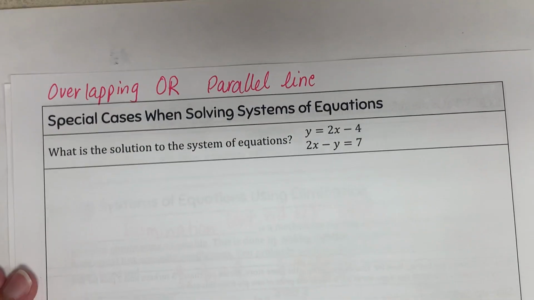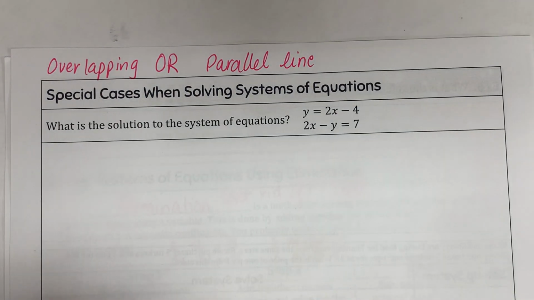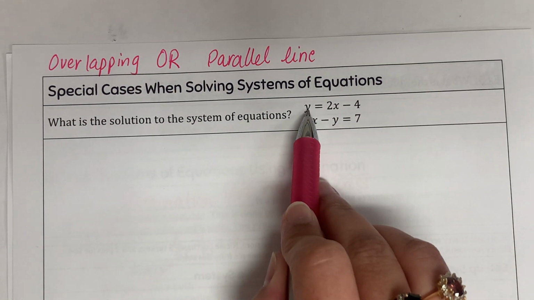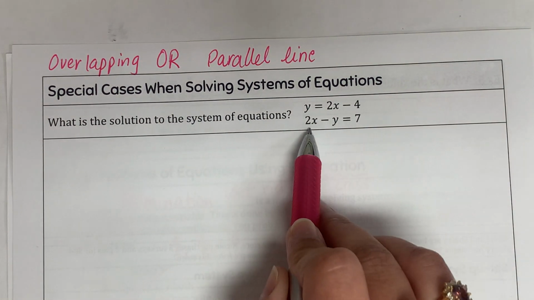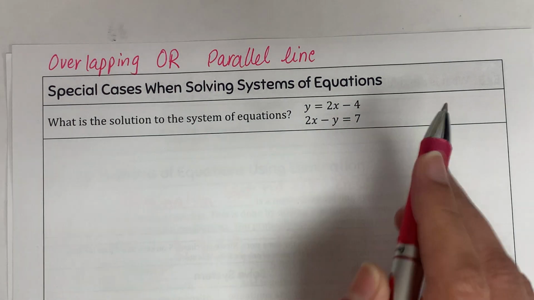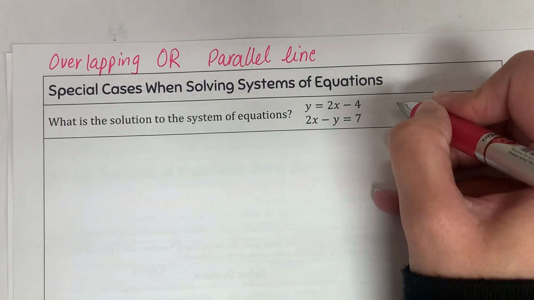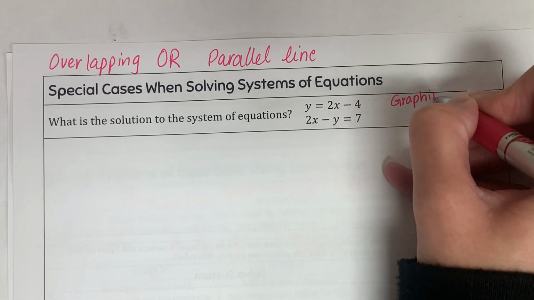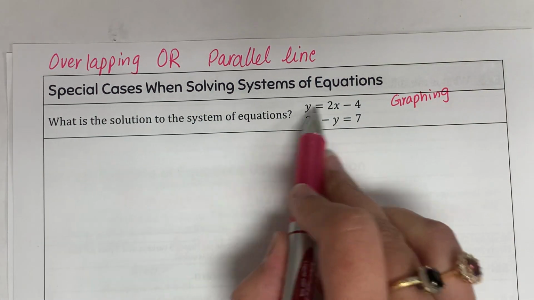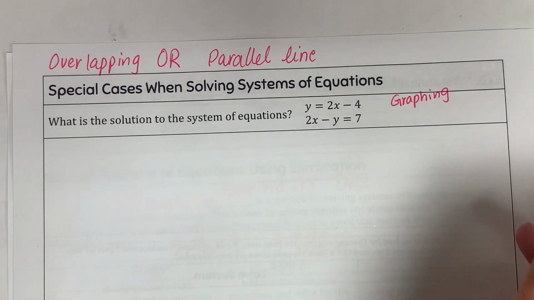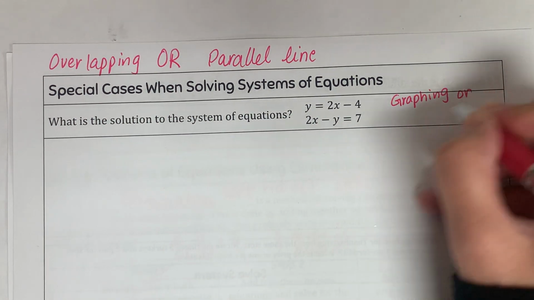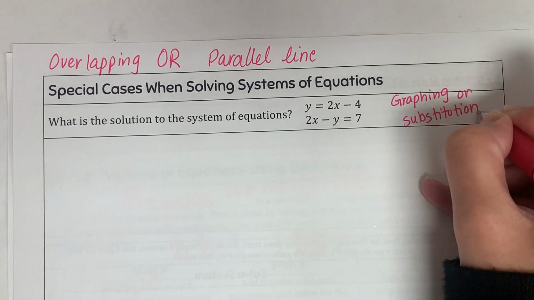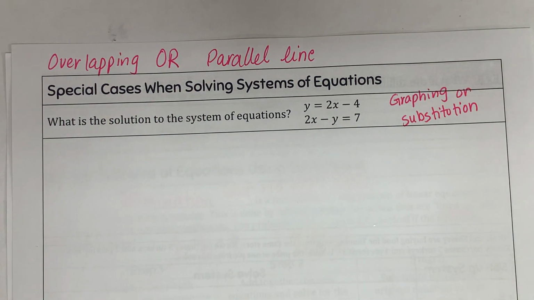So these are the 2 situations you're gonna have, overlapping or parallel lines. Now I can help you a bit: you have an isolated variable, y equals 2x minus 4, and then 2x minus y equals 7. I will do this question by graphing. Because this is y equals, I can use graphing, or you can also use substitution. But don't go for elimination. This is not lined up. Don't use elimination here.